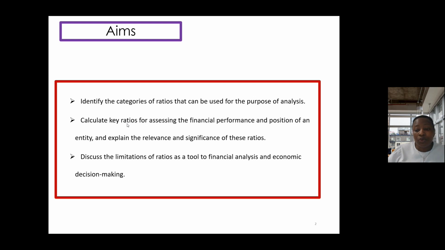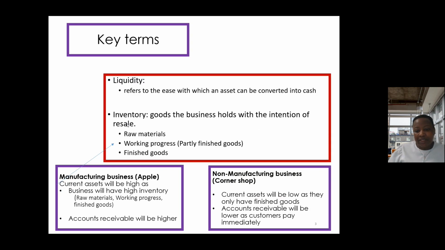In this particular recording, we'll be focusing on the liquidity ratios. We'll start by identifying key terms that we need to get familiar with as we go on. And the first term is liquidity. Liquidity refers to how easy it is for an asset to be converted to cash. How quickly can an asset be converted to cash? That's what we mean by liquidity.